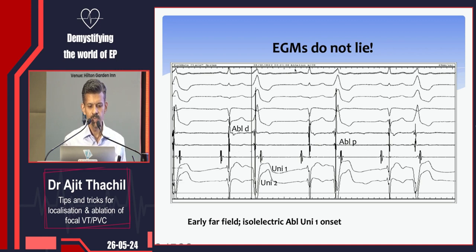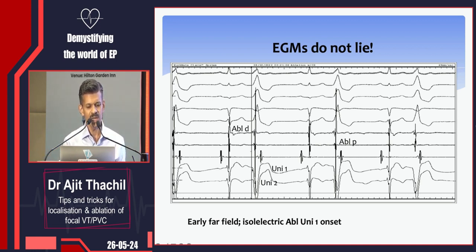So here, the ablation distal is early, but look at the configuration. This part is very low frequency compared to this part, which is high frequency. So this is a far field, meaning it is recording from tissue which you're not touching, but farther from the tissue. Remember, low frequencies travel a longer distance. High frequencies travel only a short distance. So you want an early electrogram, but not an early far field electrogram.